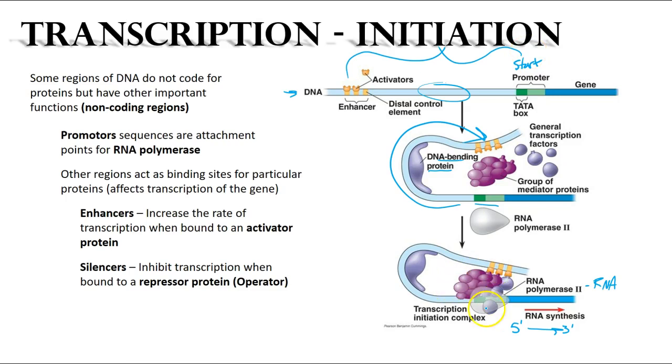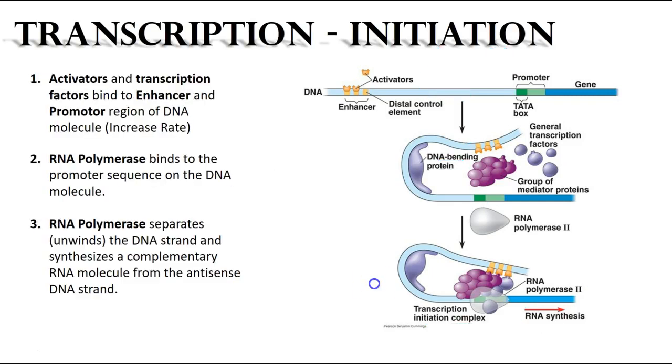RNA polymerase is the enzyme that is responsible for transcribing the strand of DNA and producing the RNA, but RNA polymerase can't do it alone. It takes this entire initiation complex, and it requires not only the binding protein, but a lot of mediator proteins and activators in order to activate the process and get it to start. Okay, so that is initiation.